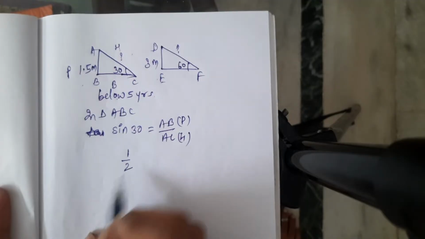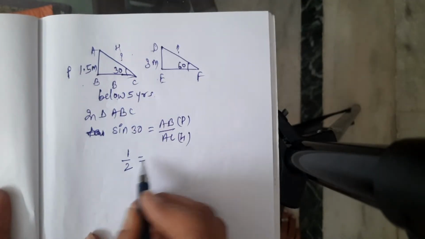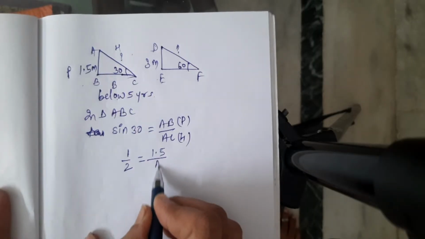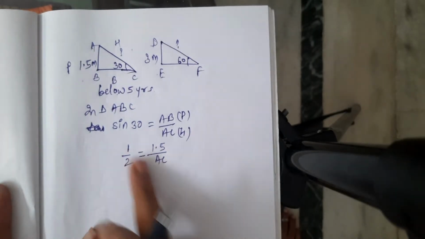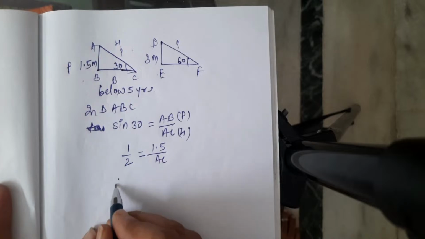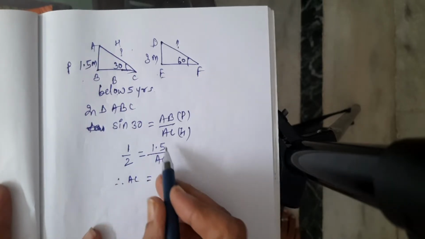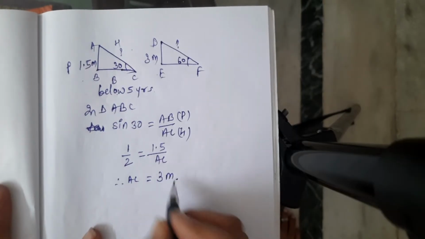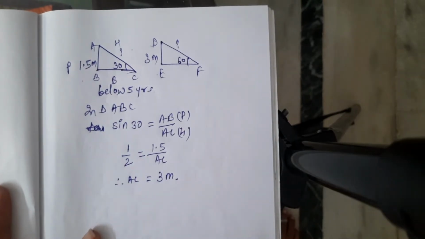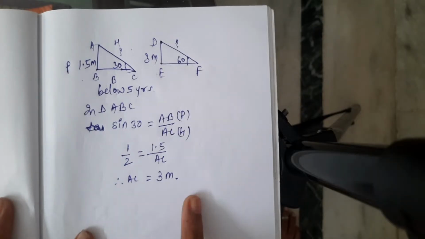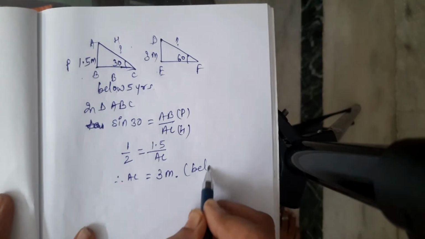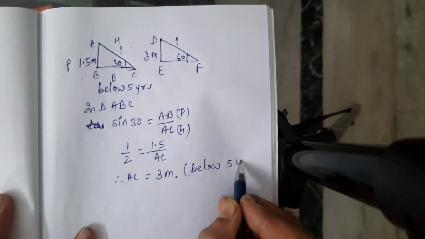So replace it with half and AB can be replaced with 1.5. AC is question mark. Now have cross multiplication. Therefore AC is 1.5 multiplied by 2. Thus it is 3 meter. For the children below 5 years, the slide has to be 3 meter long. So here this is for below 5 years.